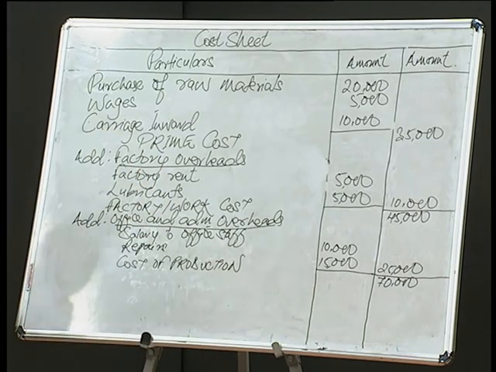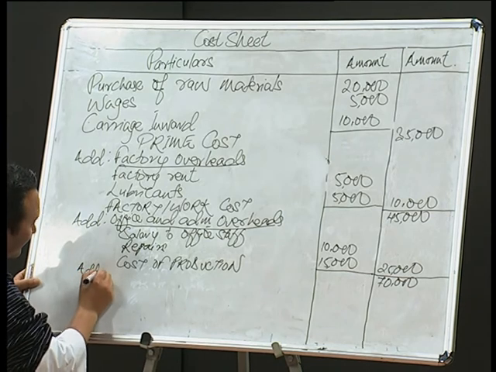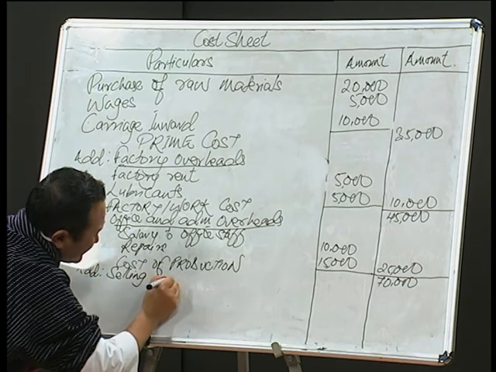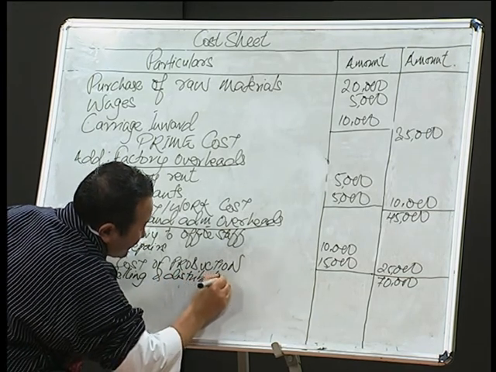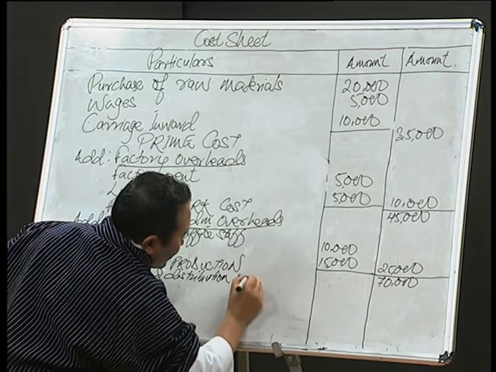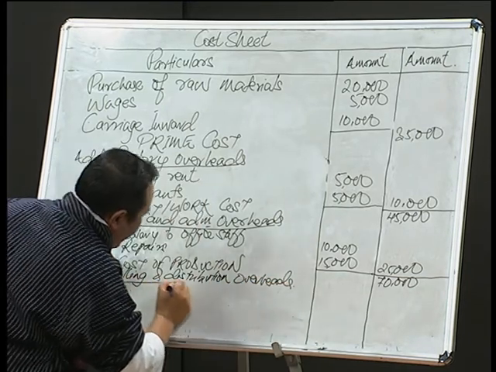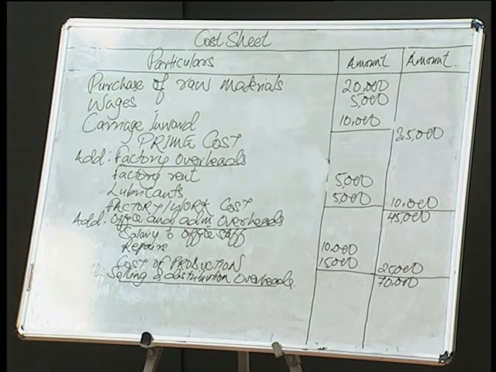Okay, cost of production. And on cost of production, what do we add? We add selling and distribution overheads. Okay, we have again two items given for selling and distribution overhead.